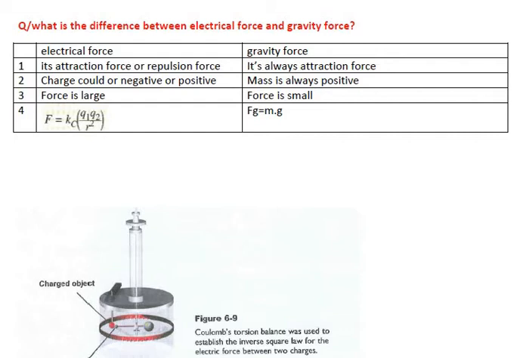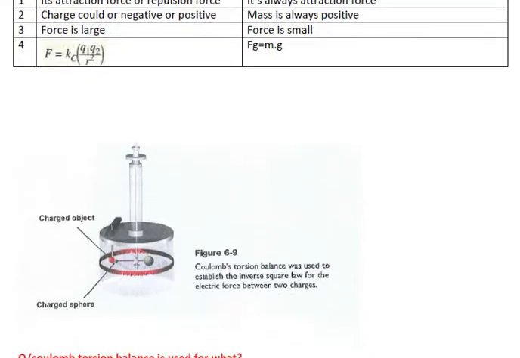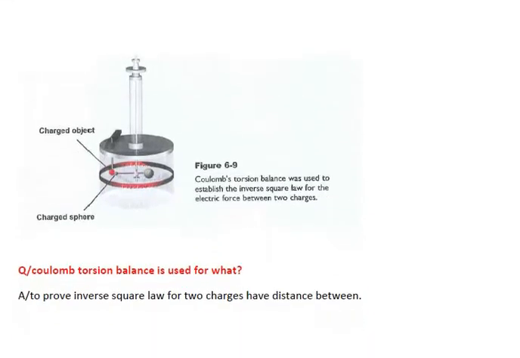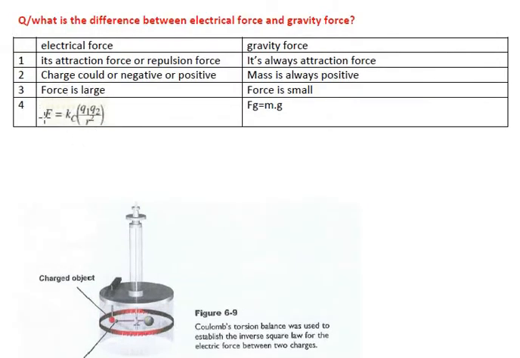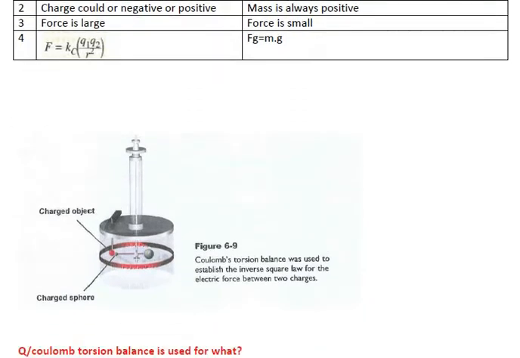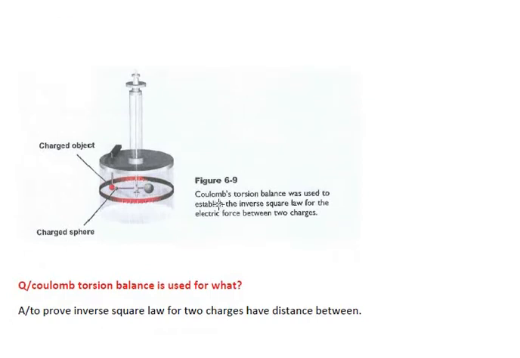Coulomb, while proving his rule, used a device called Coulomb's torsion balance. He used this device to prove the inverse square law that he used in his rule. In here, if you can see, this rule we said is called the inverse square law, and he proved this rule by a device which he invented. It's called Coulomb's torsion balance device, which is composed of a charged sphere and charged object inside a glass tube.